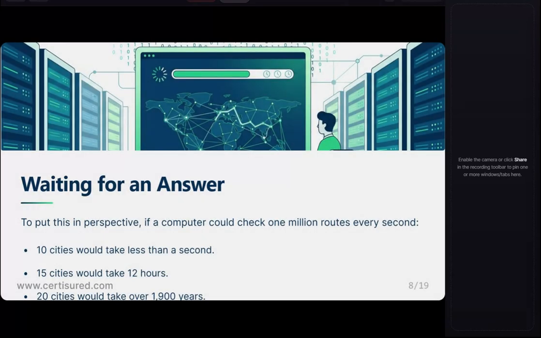Let's put some real time to these numbers. If you had a computer that could check 1 million routes every single second, 10 cities would be done in the blink of an eye. 15 cities would take about half a day. But 20 cities? You'd be waiting over 1,900 years for that same computer to find the best route. We clearly need a better way.